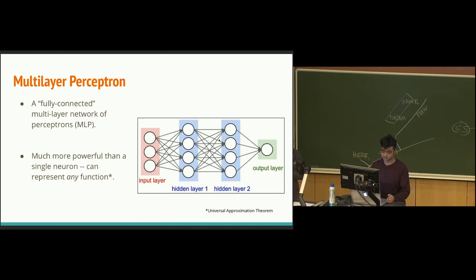So like I said, this is a fully connected multi-layered network of perceptrons. We call it fully connected because each perceptron in a layer is connected to all the perceptrons in the previous layer and in the following layer. And it turns out that it is much more powerful than a single neuron, and it can represent any function. You will see in lecture 3, this is actually known as the universal approximation theorem. And this is the main idea behind why neural networks are so powerful.